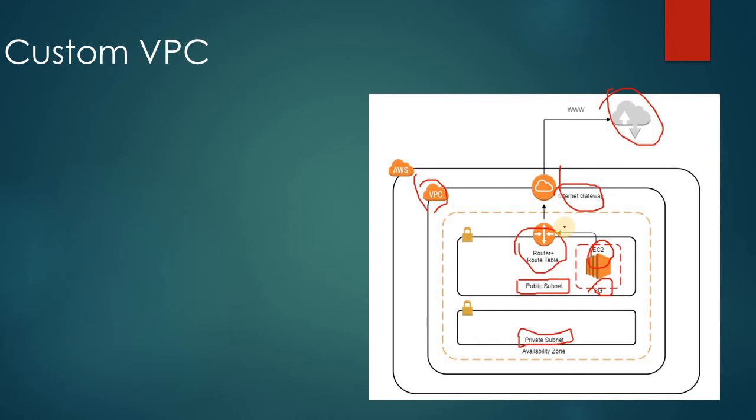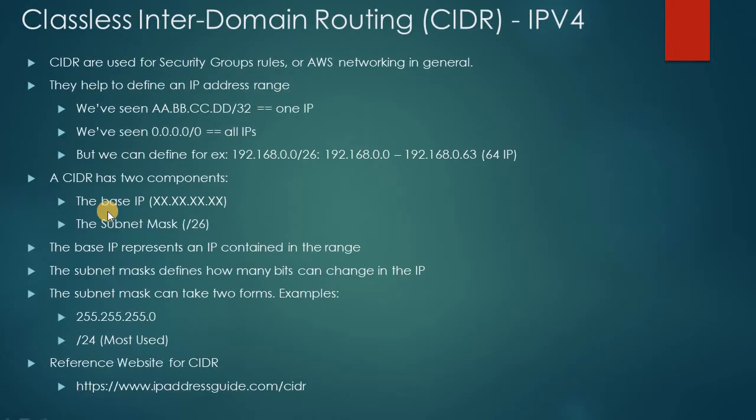Okay, next slide. AWS uses the CIDR block. What is a CIDR block? Classless Inter-Domain Routing. As I mentioned, AWS uses CIDR blocks for networking. Why is classless inter-domain routing used here? For security and the complete AWS network.